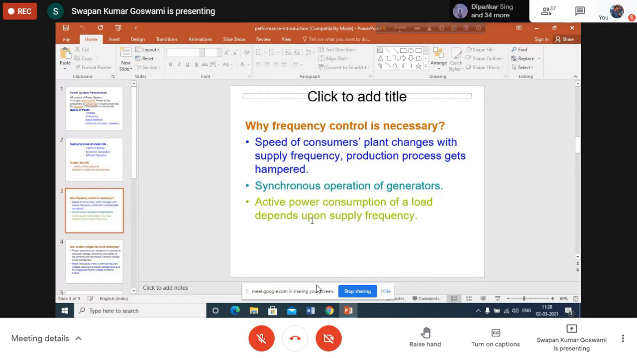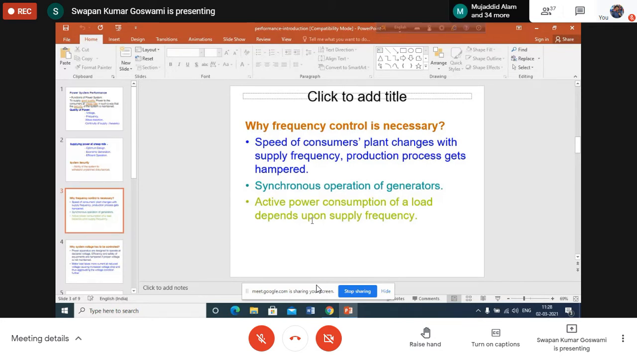Is it clear? So what will happen to the power consumption? Power requirement will be more in this case. Is it clear? Yes, sir. Is it clear or not? Yes, sir. That means if the frequency increases, then speed of induction motor will increase.